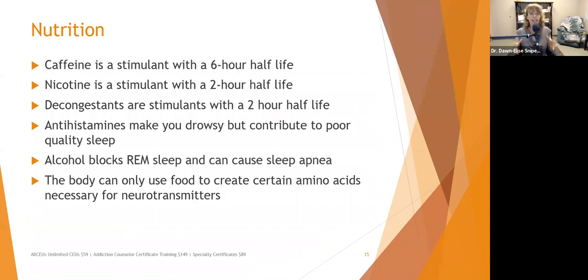The body can only use food to create certain amino acids necessary for neurotransmitters. Your body can produce a fair amount of the amino acids it needs, but there are certain what they call essential amino acids that you have to get from food.